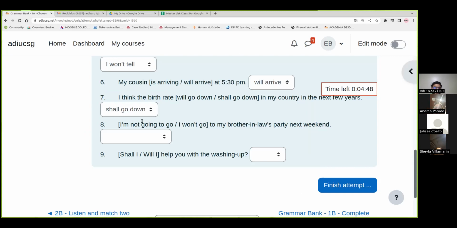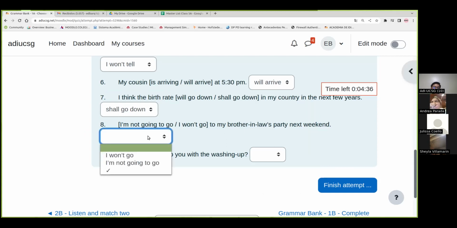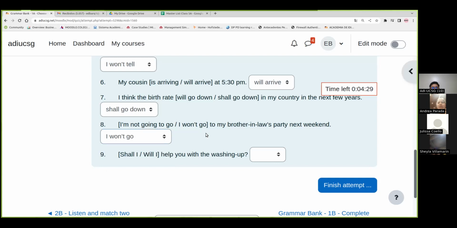Number 8, I'm not going to go to my brother-in-law's party next week, or I won't go to my brother-in-law's party next week. What is it? I'm not going to go or I won't go? We won't go. I won't go. I'm not going. I'm not going. All right. Thank you very much.